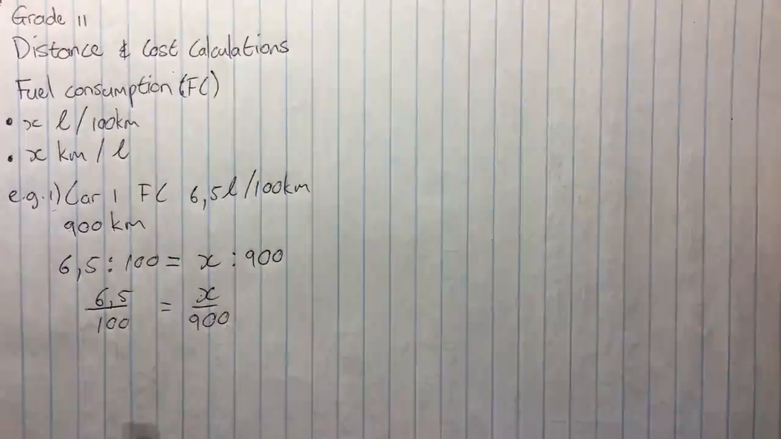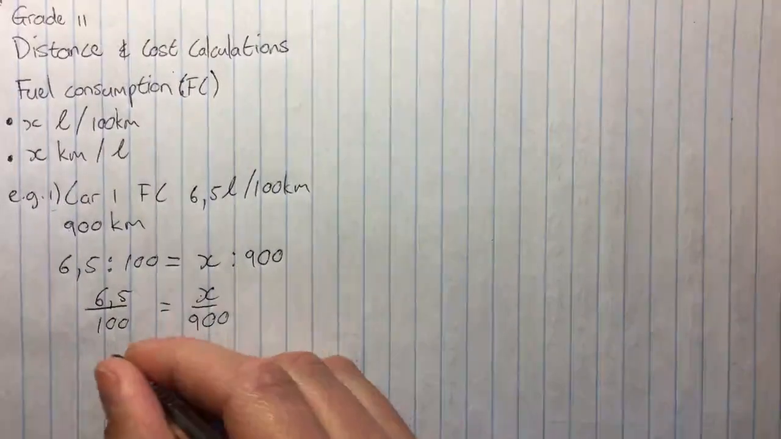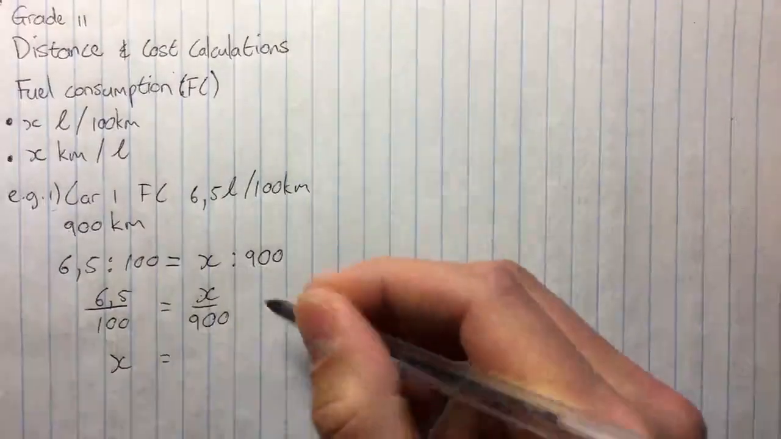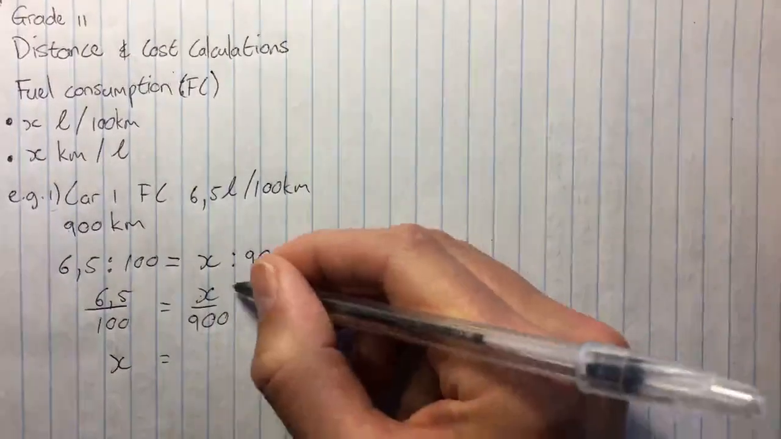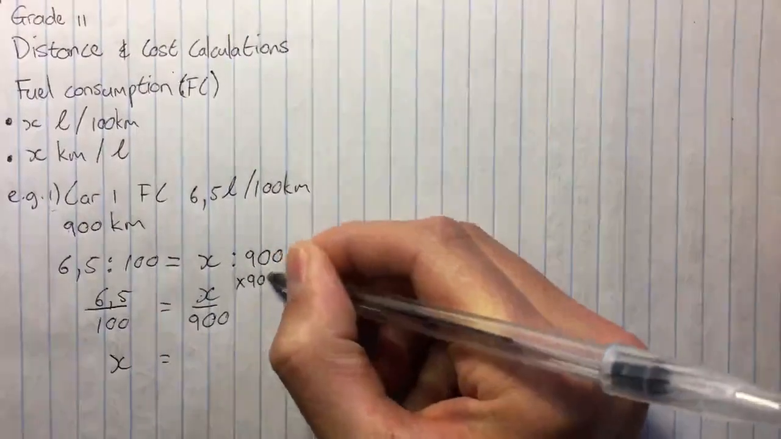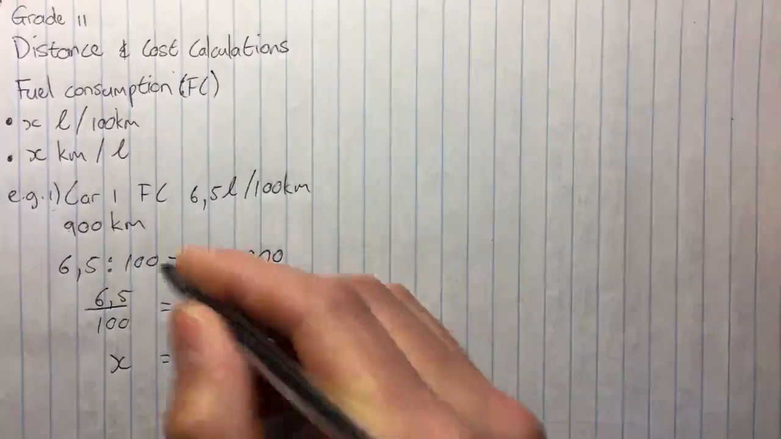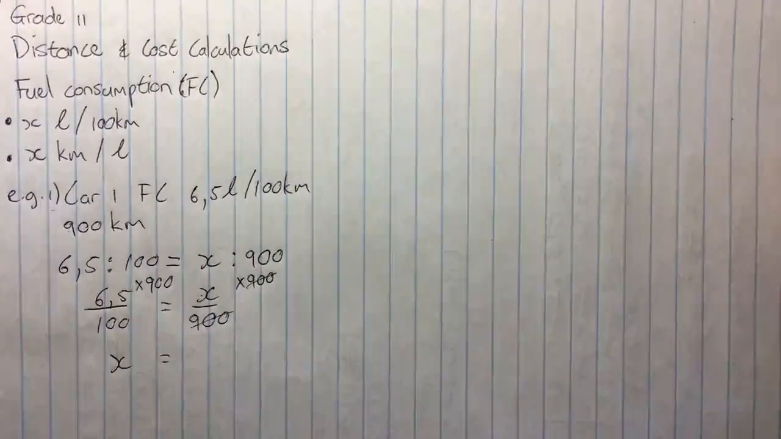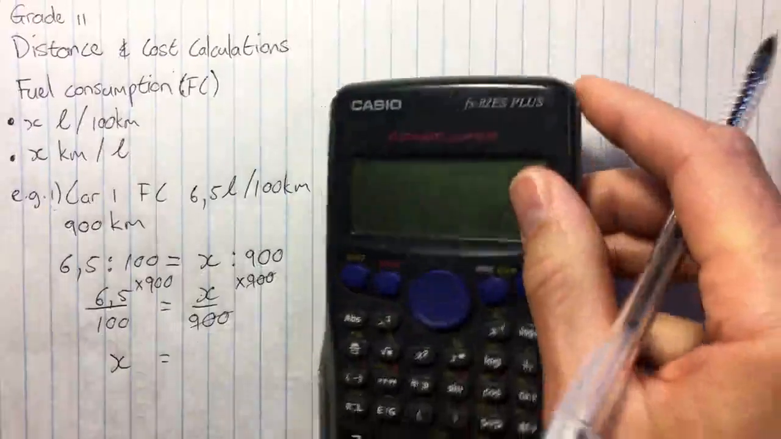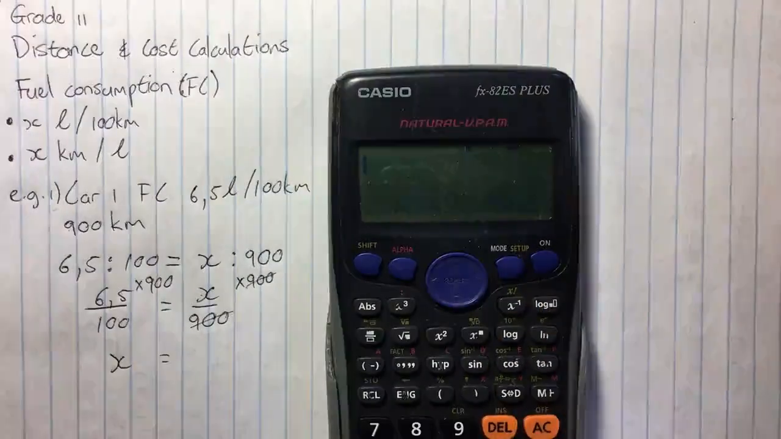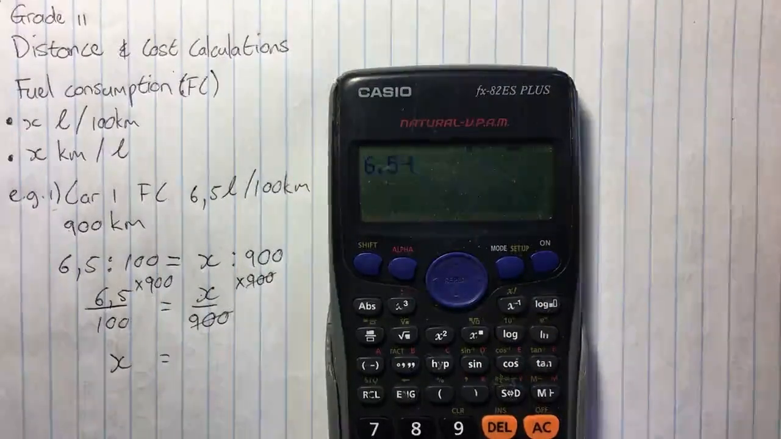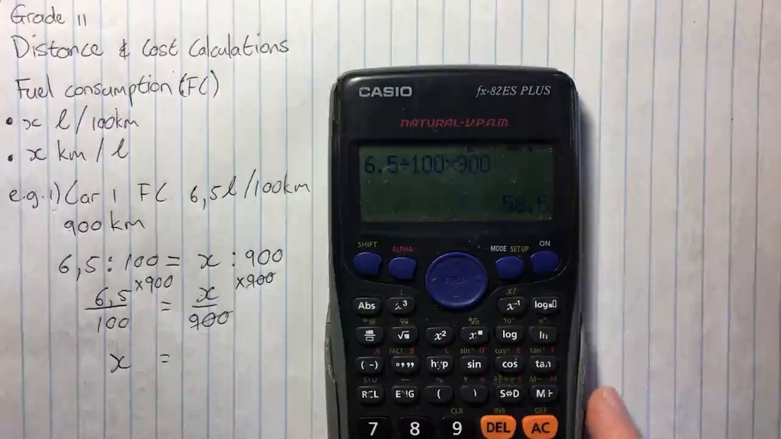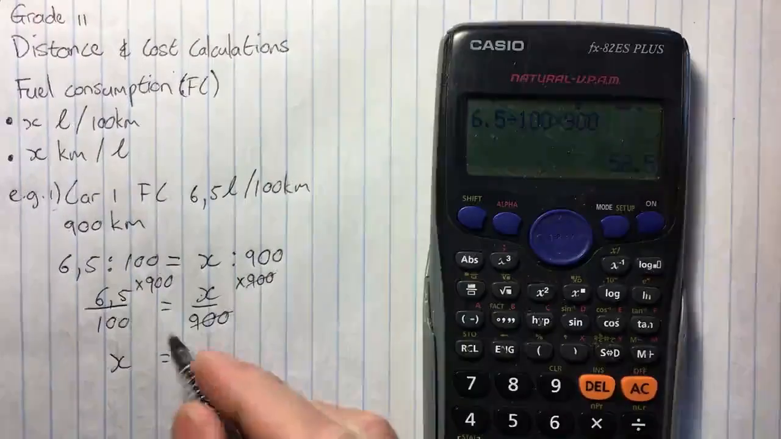Alright, so now we have an equation and we just have to get x alone. So if we find x, we multiply on both sides. Basically this side we multiply with the 900 so that they can cancel out, and this side we multiply with 900. If you type that into your calculator, we have 6.5 divided by 100 times 900. Then we get 58.5.